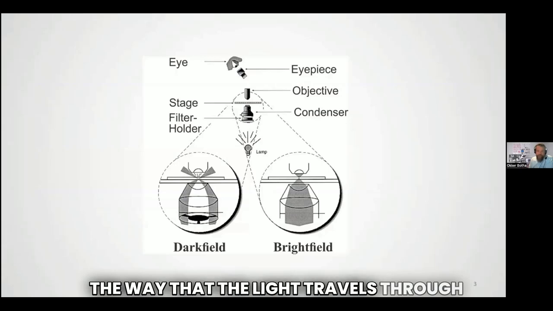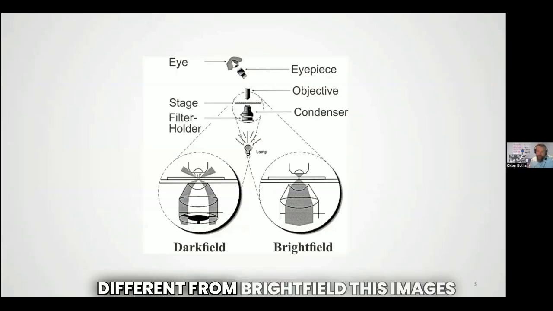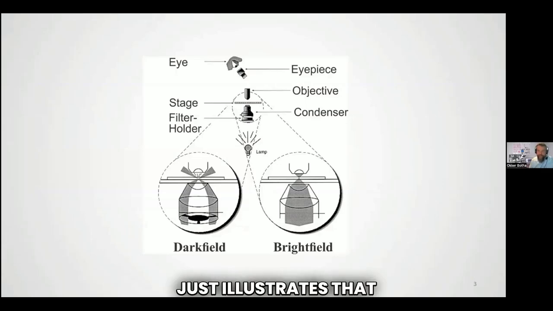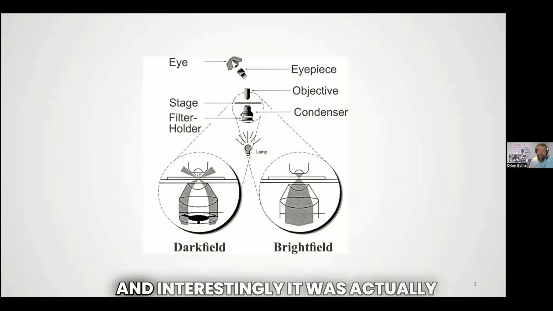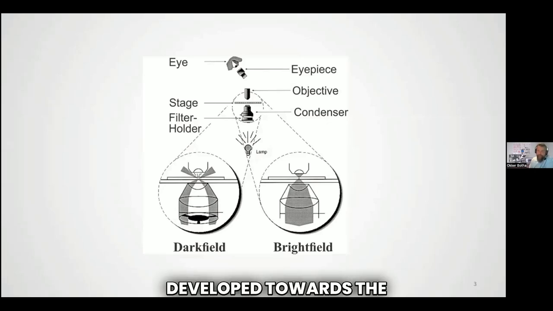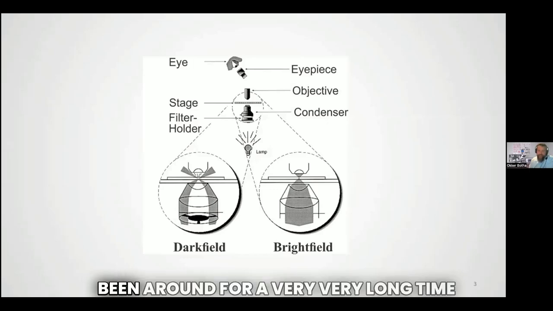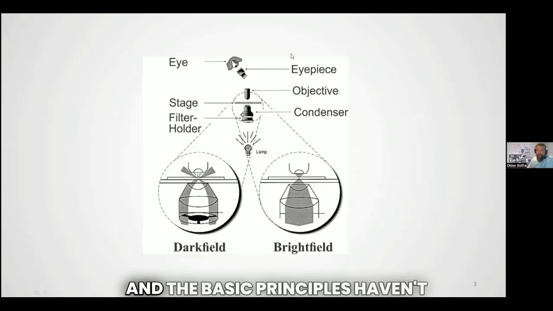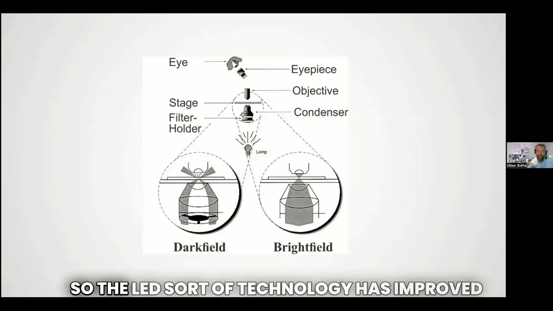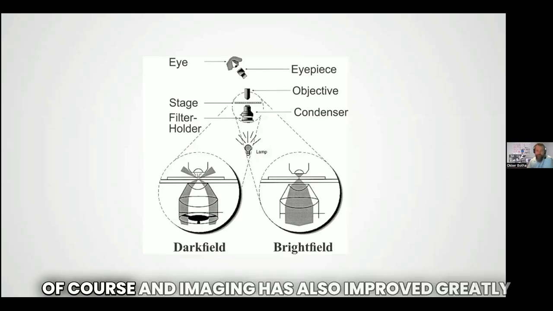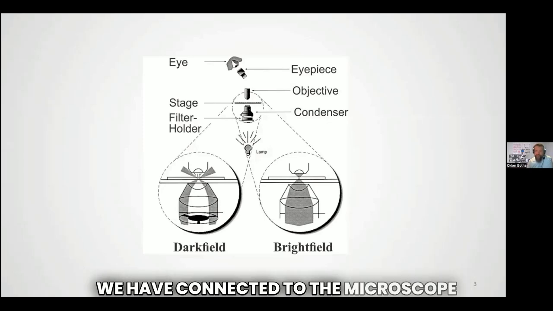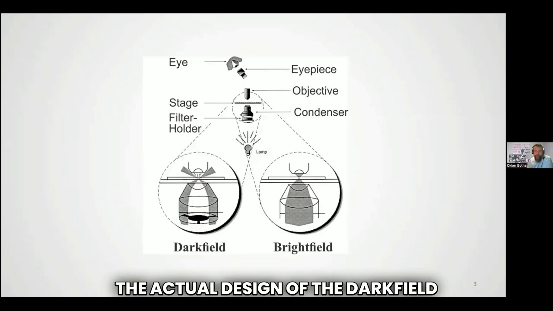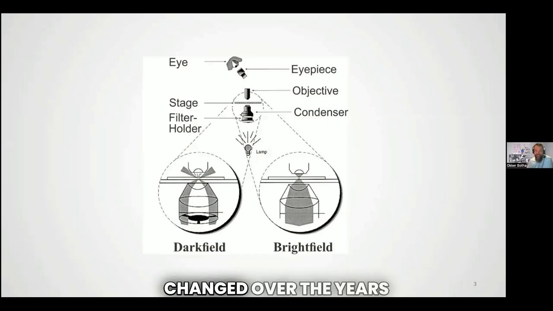The way that the light travels through the sample with dark field is quite different from bright field. This image just illustrates that. Quite an interesting technique, and interestingly, it was actually developed towards the end of the 1800s. So it has been around for a very, very long time. And the basic principles haven't really changed, although we've had improvements with the illumination, the light source of the microscope. The LED technology has improved, of course, and imaging has also improved greatly. We have fantastic cameras now that we have connected to the microscope. The actual design of the dark field condenser hasn't really changed over the years.